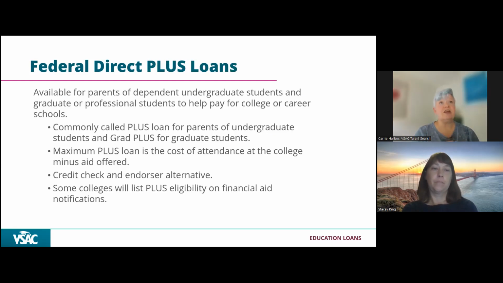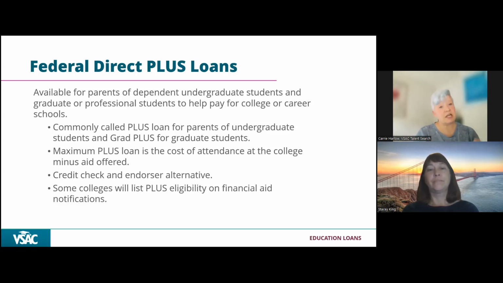The Federal Direct Plus loan is available to parents of the dependent undergraduate students, as well as to graduate and professional students to help pay for college costs. The Plus loan was short for parent loans for undergraduate students. And now there's the Graduate Plus, which interestingly enough is for students, not for parents. And the maximum Plus loan is the cost of attendance at the college minus aid offered. Some colleges will list the Plus eligibility on their financial aid notifications. And it's really important to keep an eye out for that, because for some students, it looks like, I'm covered. My college costs this, and I have this much financial aid, and I don't have to come up with anything. But the reality is there's a Plus loan on there.